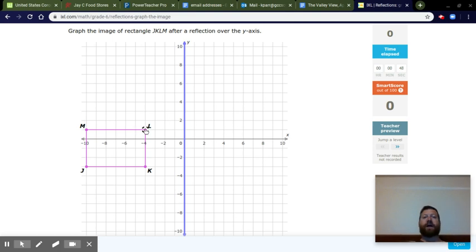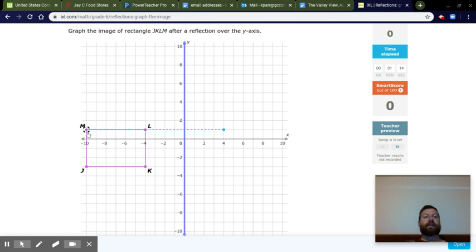It's pretty simple. All I do to find the point for L is to count how far away it is from the y-axis. So it is 1, 2, 3, 4 away. So then I go 1, 2, 3, 4, and there's my point L prime. So that's L. This is the new image. And when you have a new image, it's called prime, kind of like Optimus Prime. It's an exact copy of the original.